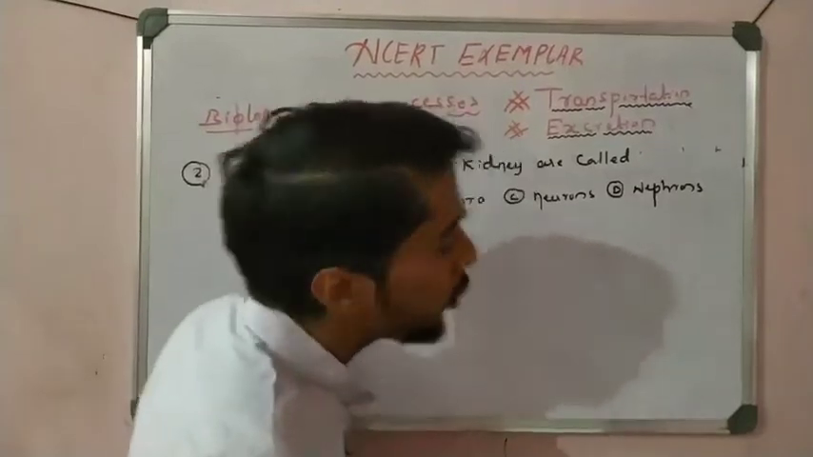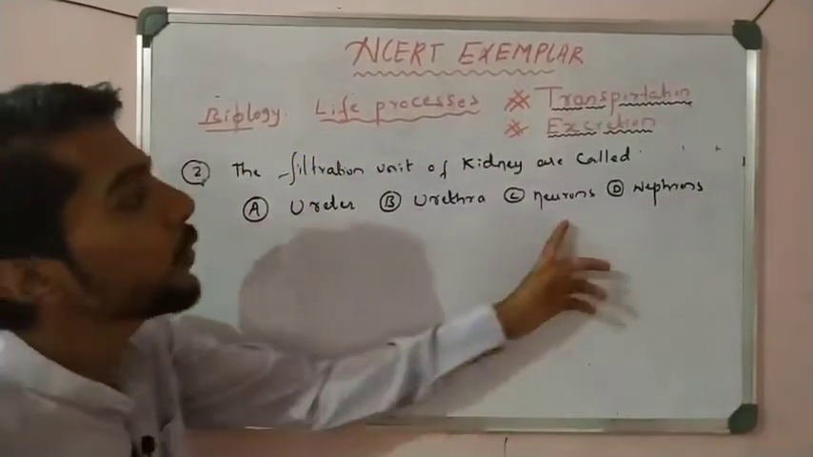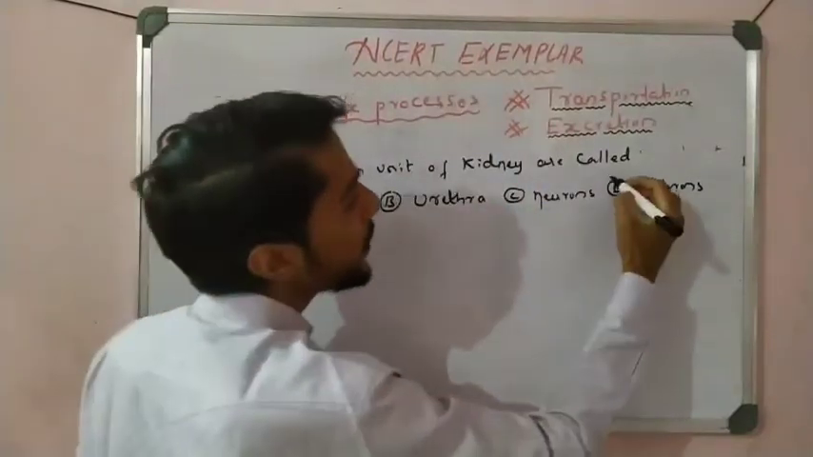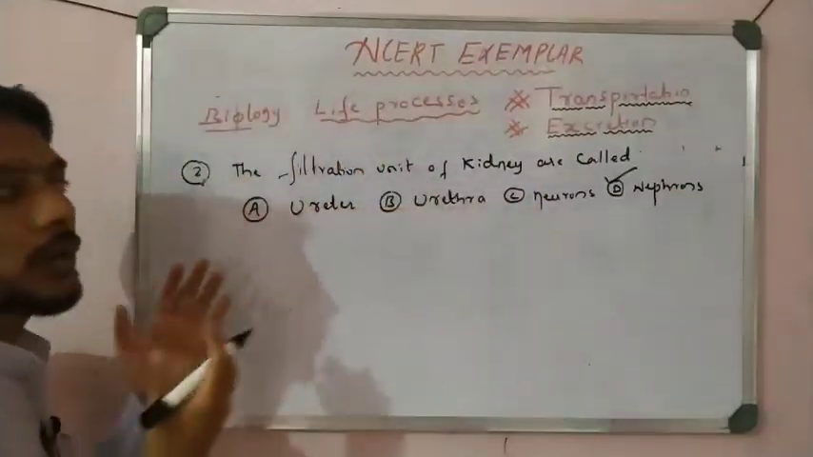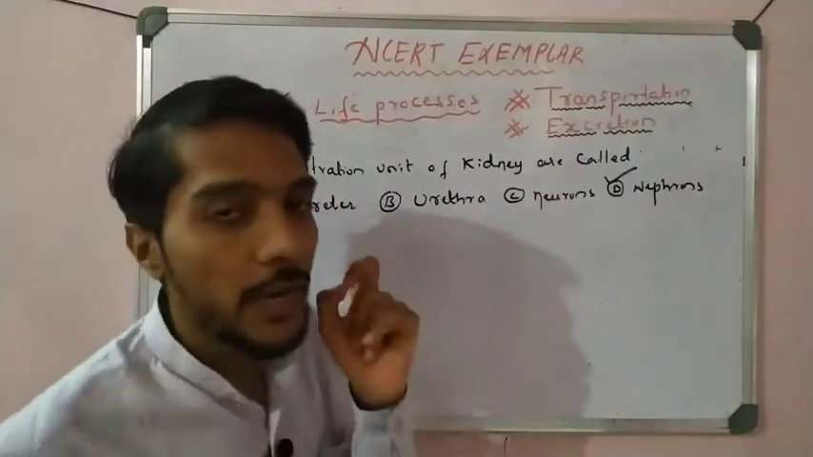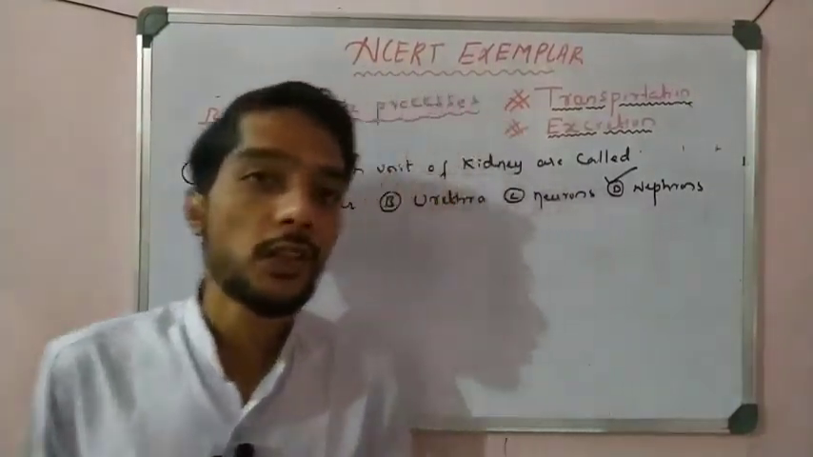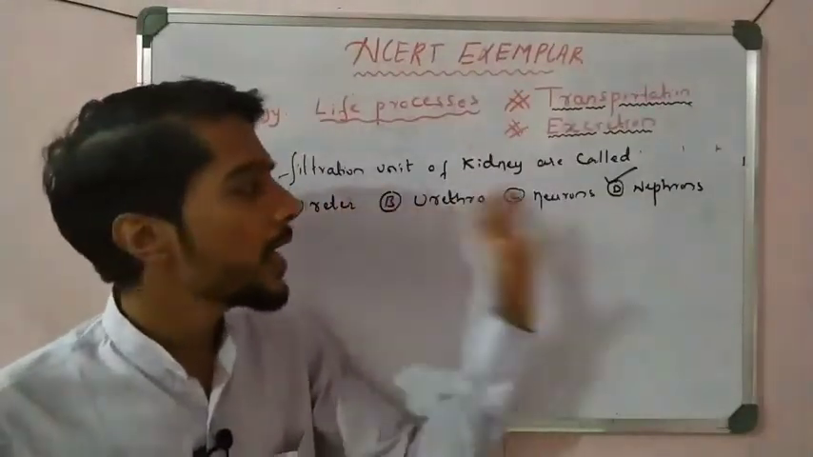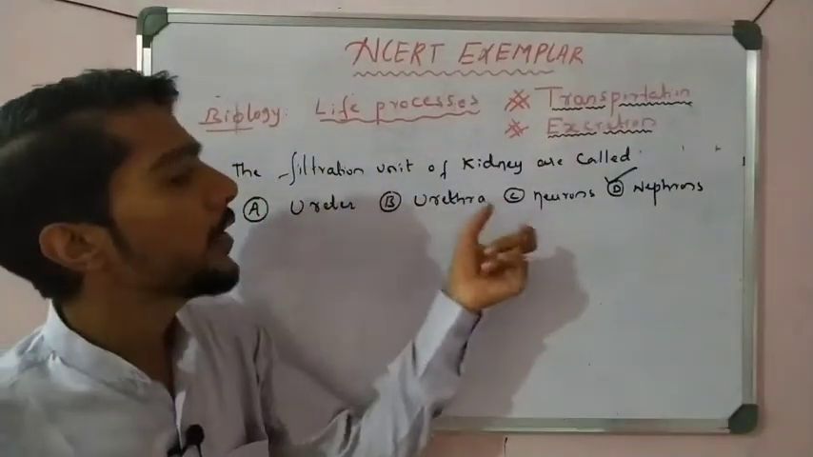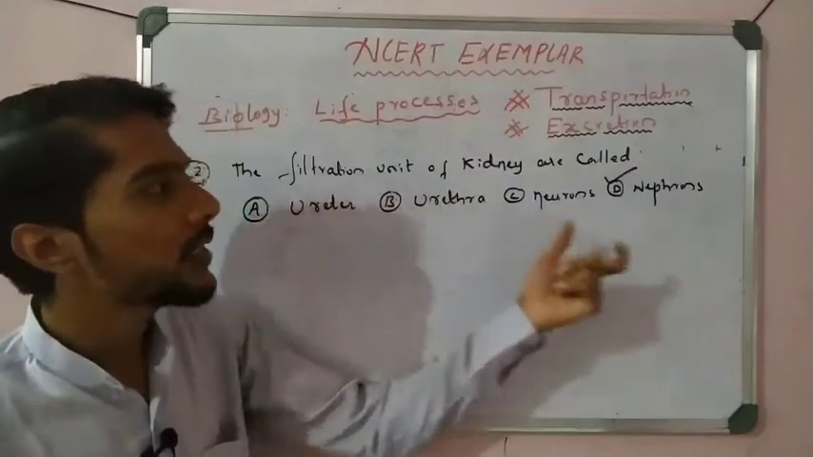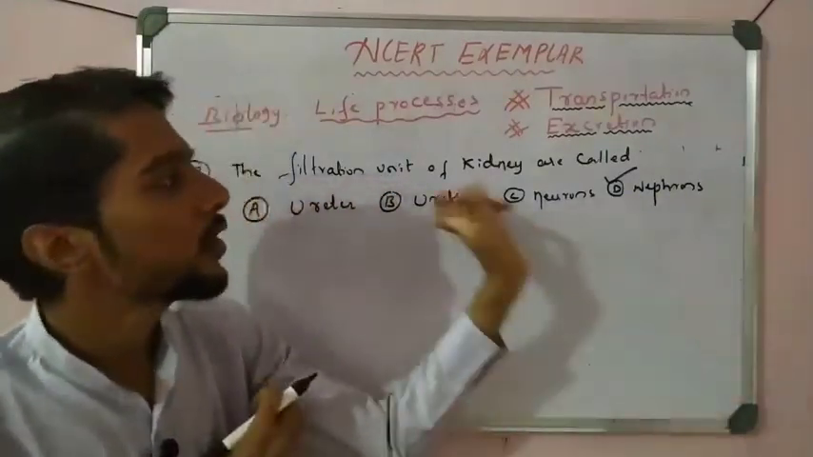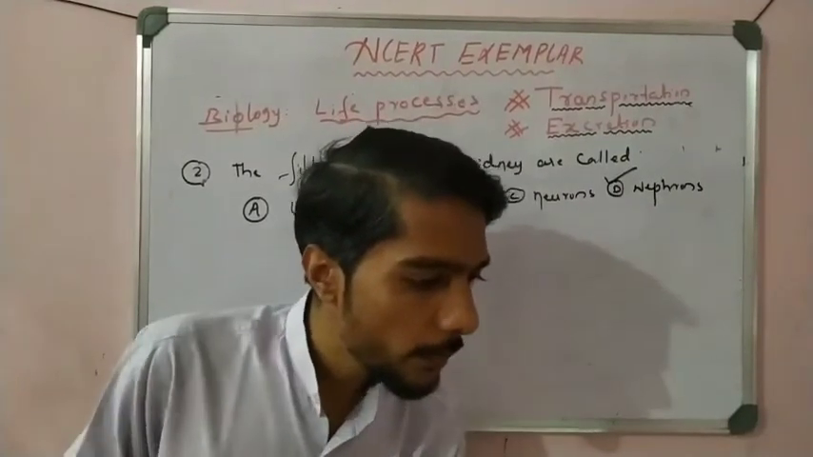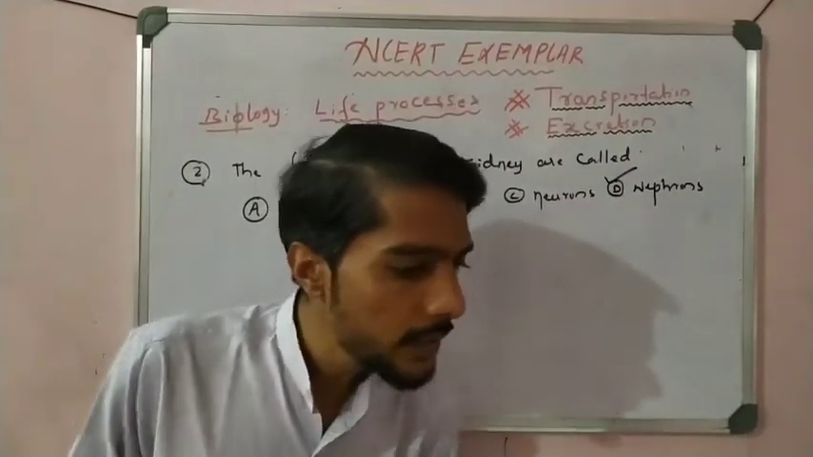Very important. Most students are confused here between neuron and nephron. Do not be confused: a neuron is actually different, and the answer is nephron. The nephron is called the filtration unit of the kidney. That is very important. It is a direct question with no twist here. You can get the NCERT line: the filtration unit of kidney is called nephron. Right, students? This is the second question.